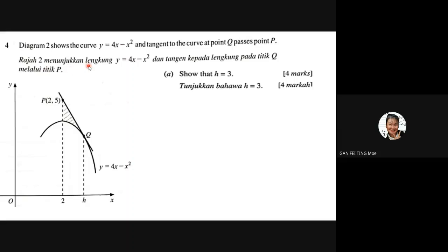So, this curve and the tangent at point Q. Show that h equals 3. How do you show that h equals 3? Okay, now you highlight the word tangent. How do you relate this curve to the tangent? I would like to call someone to answer this question.